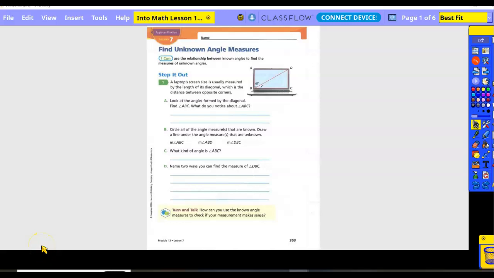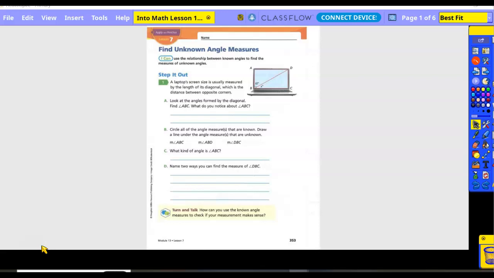Fourth grade math, lesson 13.7, find unknown angle measures. So our overall I can statement for math is what for this module? I can identify a ray, a line segment, a point, endpoint, angle, or degree. Our I can statement for today is I can use the relationship between angles to find the measure of the unknown angle.